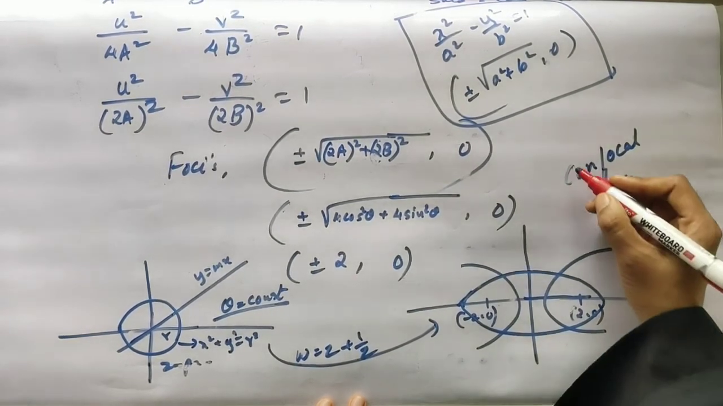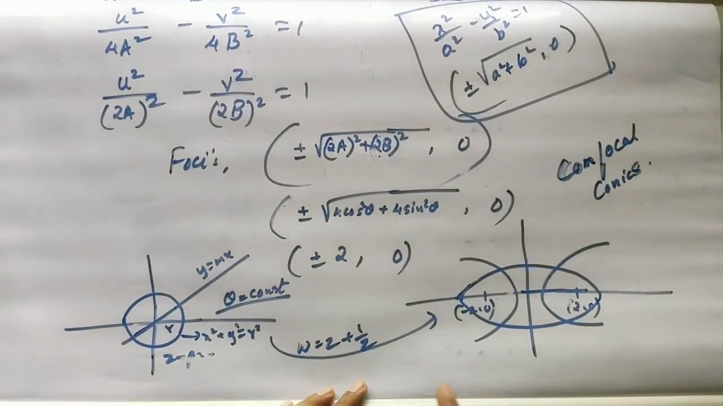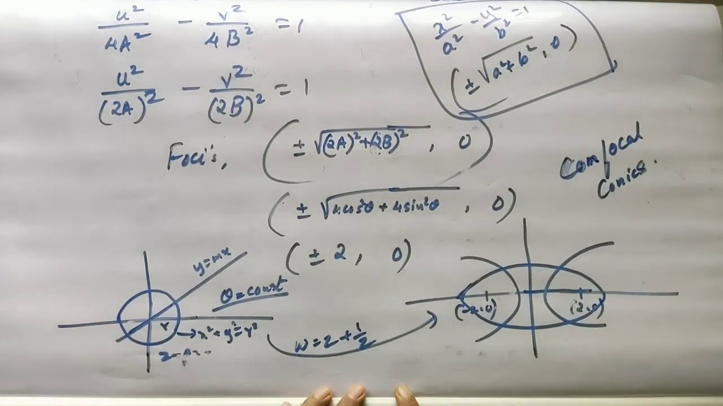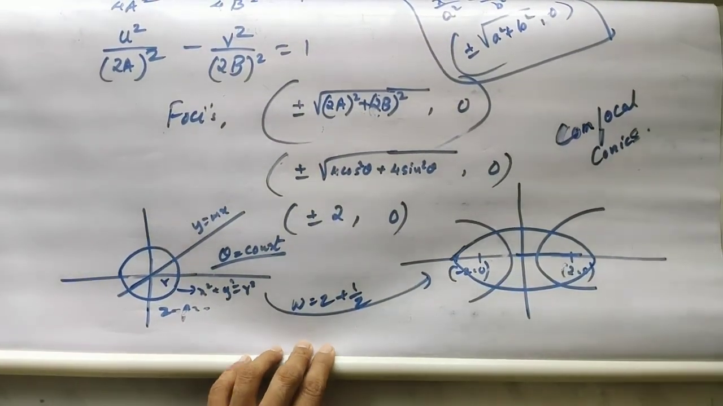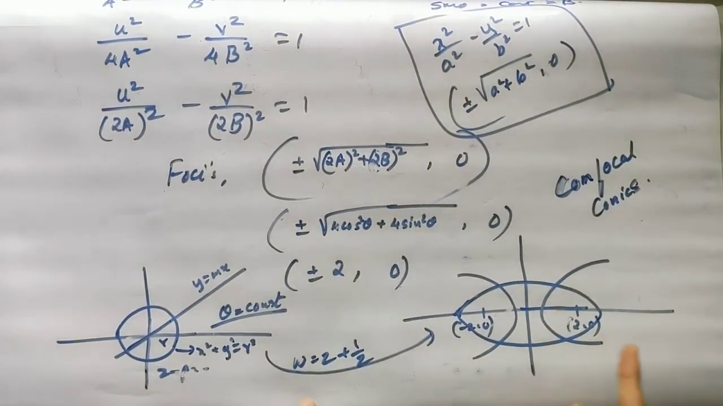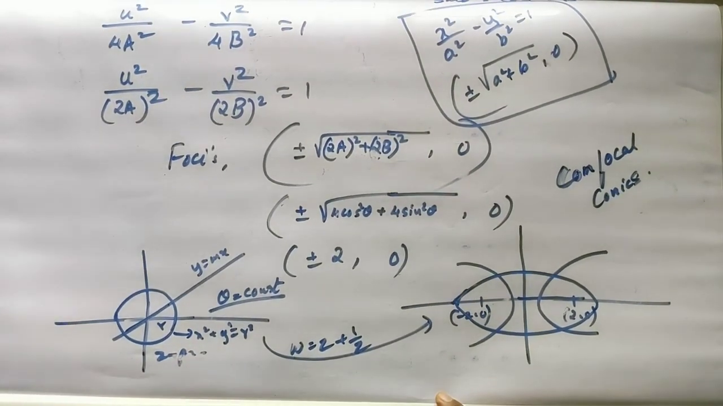So that is why they are called confocal conics. They may ask you in the question paper, show that the line theta is equal to constant and r is equal to constant under the transformation w is equal to z plus 1 by z are transformed to the confocal conics. So at that time you are going to state it, draw it and show that since the foci are same for both the transformed curves, these are the confocal conics.